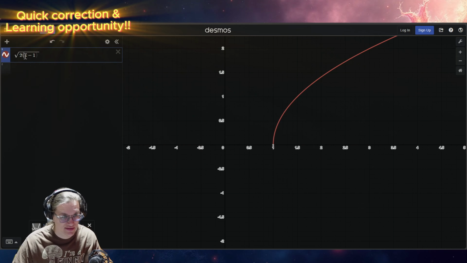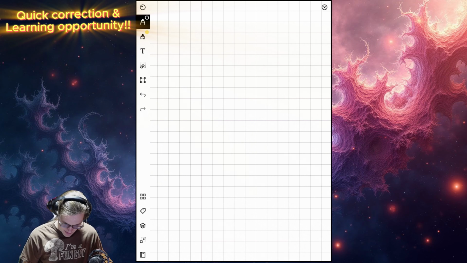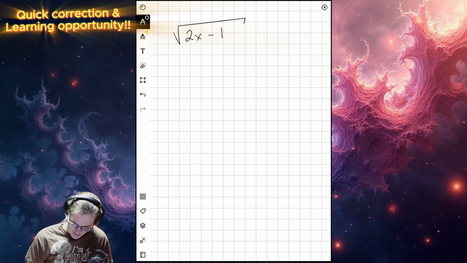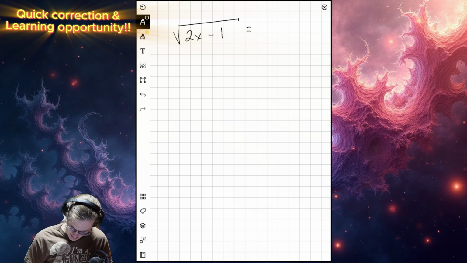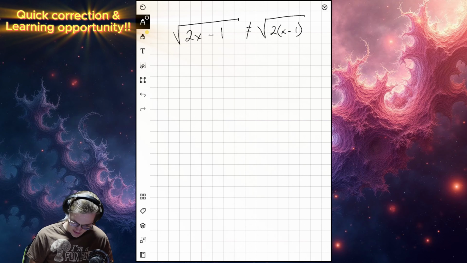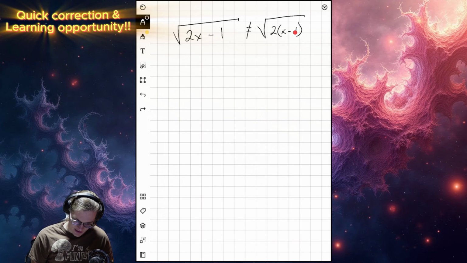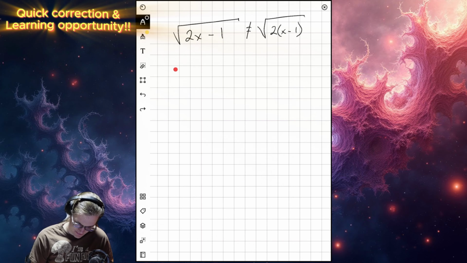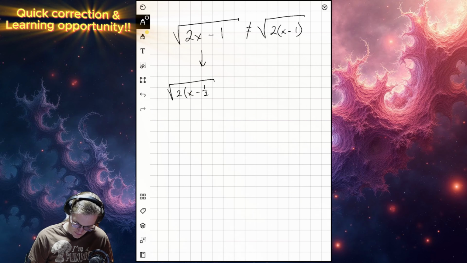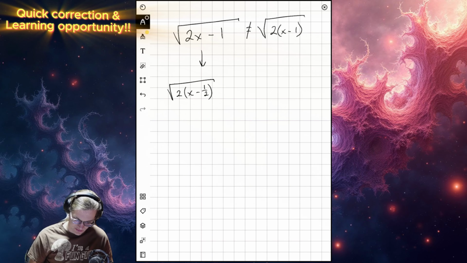But without the parentheses, let me put the tablet back up. The reason that happens is because 2x minus 1 is not the same as 2 times x minus 1 as a quantity, okay? If we were to rewrite it similar to this one on the right, it would be 2 times the quantity x minus 1/2, right? So it just adds a little more complexity to graphing that.